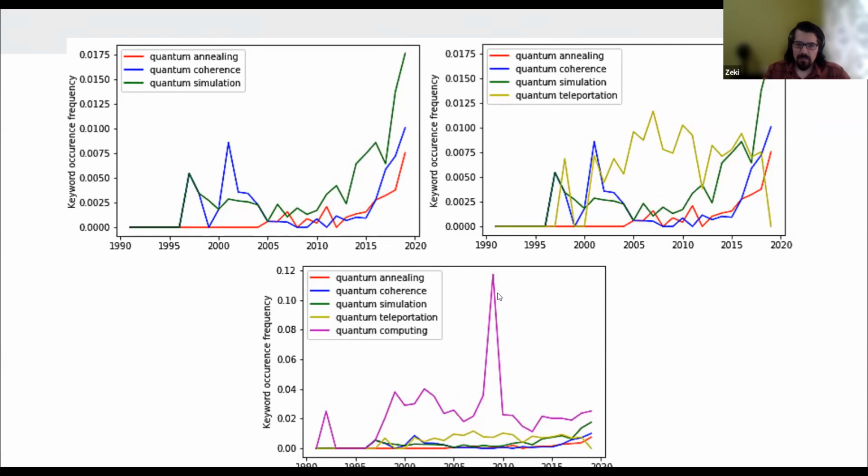Also, you can see here that there is this huge quantum computing spike in 2009. We discussed, I think we discussed with Zoltan as well, why this could be happening. There are many explanations, but I'm not sure whether any of them actually applies.